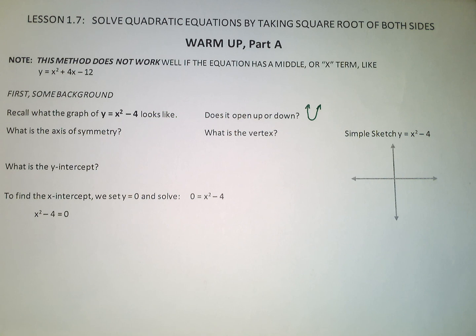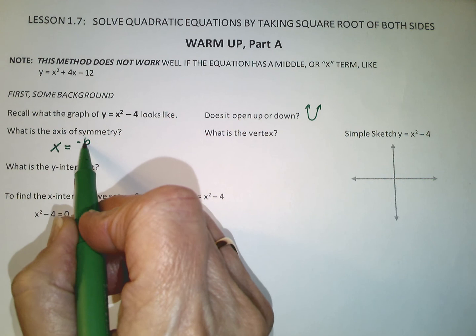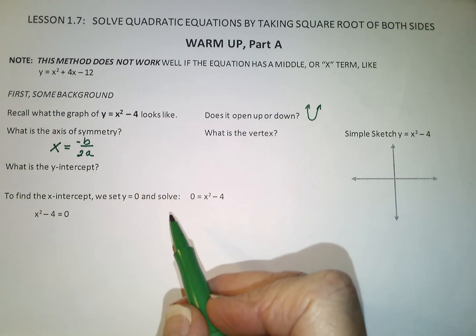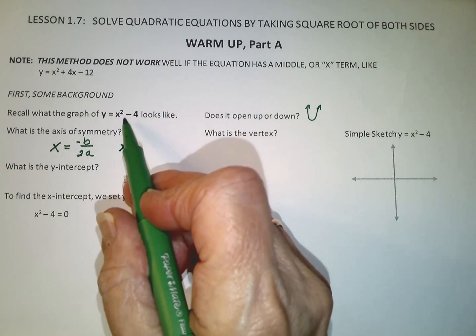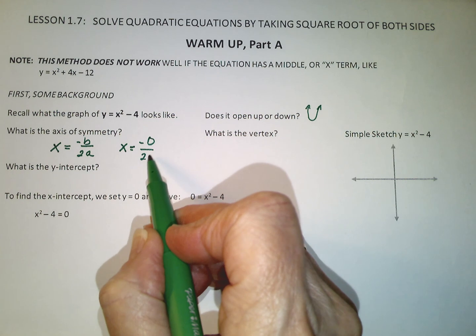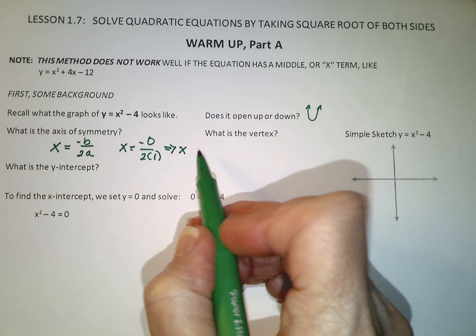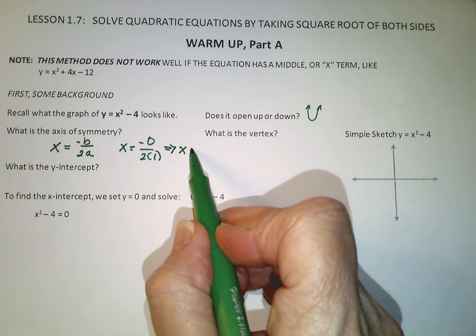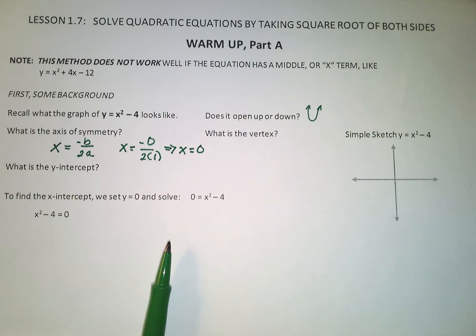Axis of symmetry. As you recall, that's x equals negative b over 2a. Well, there is no b. There's no middle term here, so this would be negative 0 over 2 times 1. So the equation of the vertical axis of symmetry is x equals 0. Somewhere along here, that's our axis of symmetry.